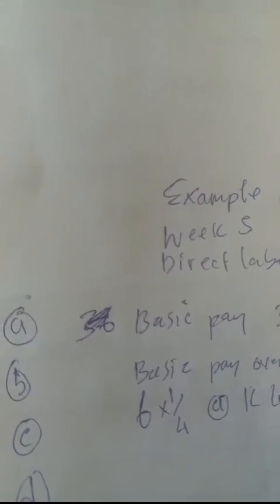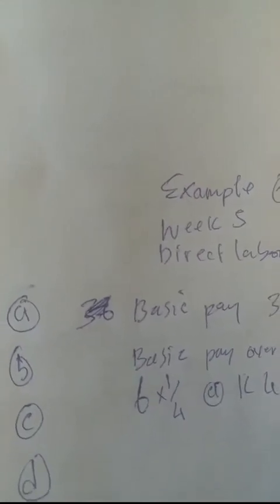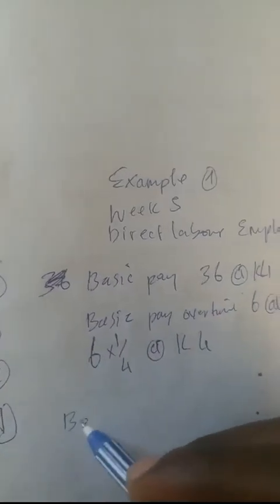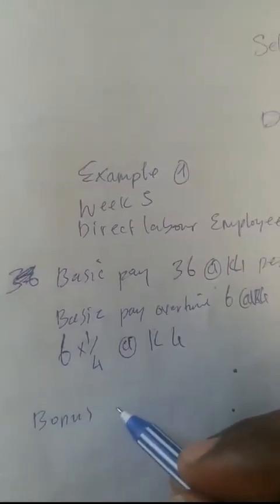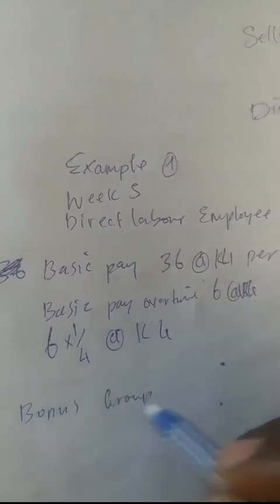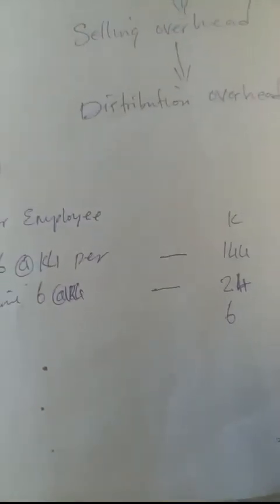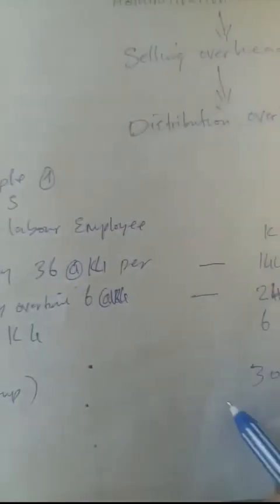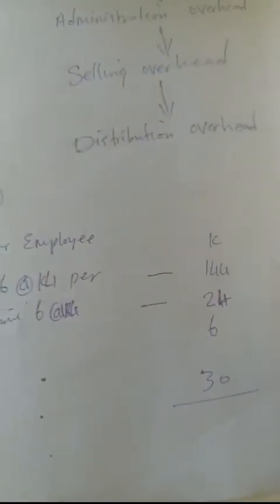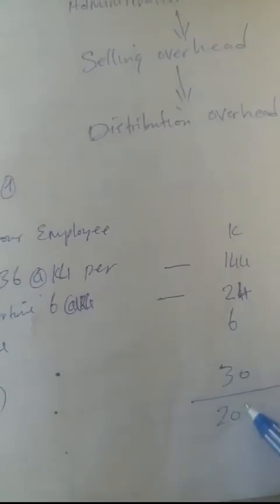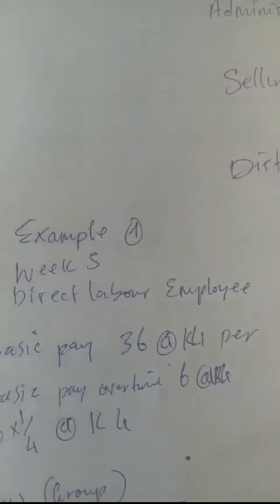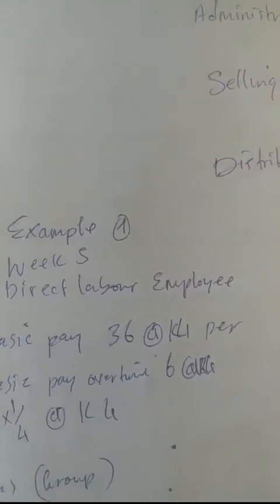And then statement number D. Statement number D reads: a bonus payment under a group bonus or incentive scheme. So we're talking about bonus as a group. This person's share received 30 kwacha. So now if you total this, it comes to 204 kwacha. The question is, what is the direct labor cost for this employee in week 5?